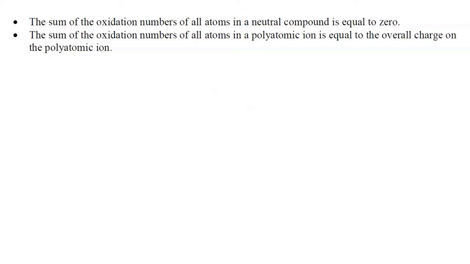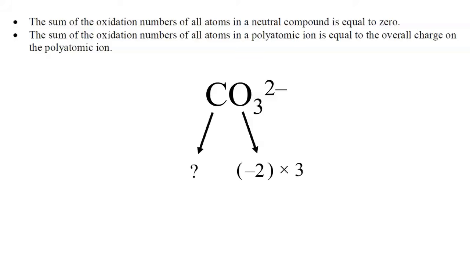The sum of the oxidation numbers of all atoms in a polyatomic ion is equal to the overall charge of the polyatomic ion. In this case, the carbonate ion carries a charge of -2. I have oxygen, which is normally -2 in most compounds. We have 3 of them, so that would be -6. The carbon is unknown at the moment, but when I add these together, I should get -2 overall. Therefore, the carbon would carry an oxidation number of +4, because +4 plus -6 equals -2.